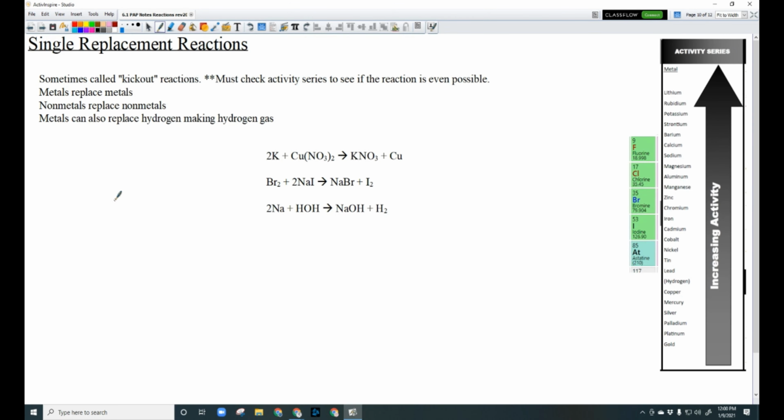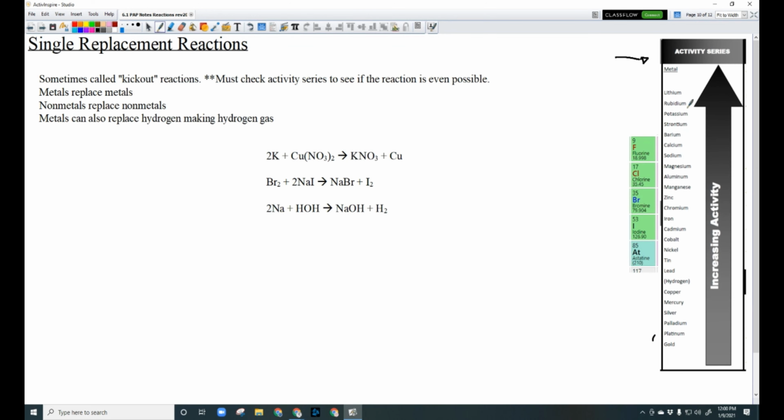Okay, the next type of reaction is a single replacement reaction, and sometimes these are called kick-out reactions, because one element kicks out another element and replaces it in a compound. We have to check what's called the activity series to see if this is even possible. If you look in your reference materials, you're going to see an activity series like this, and it tells you that lithium is stronger than rubidium, which is stronger than potassium. These are listed from the strongest down to the weakest metals here at the bottom.